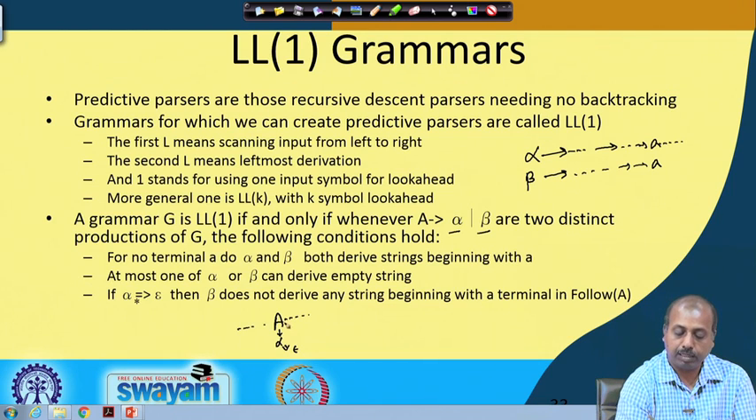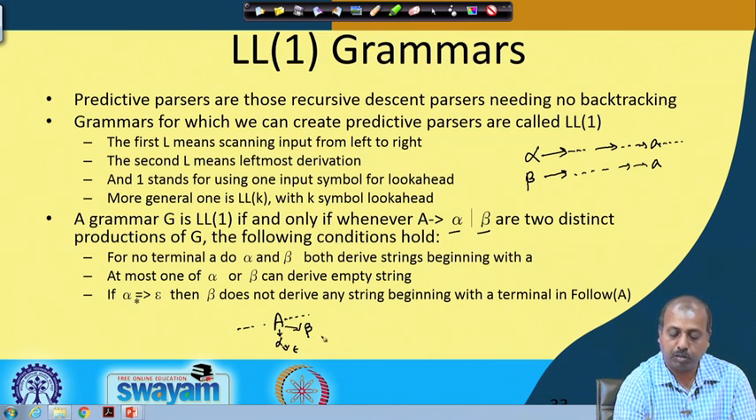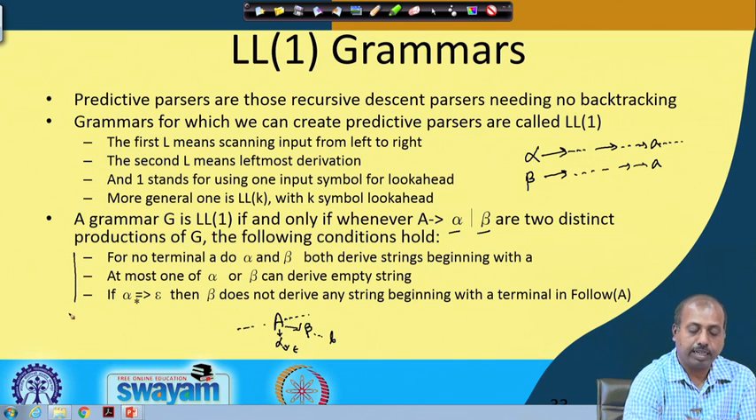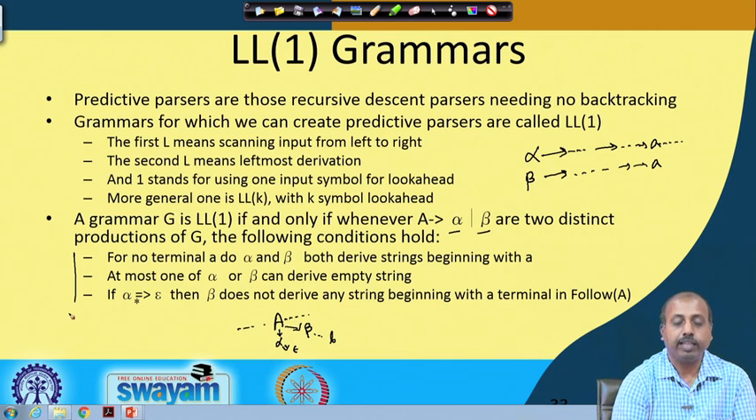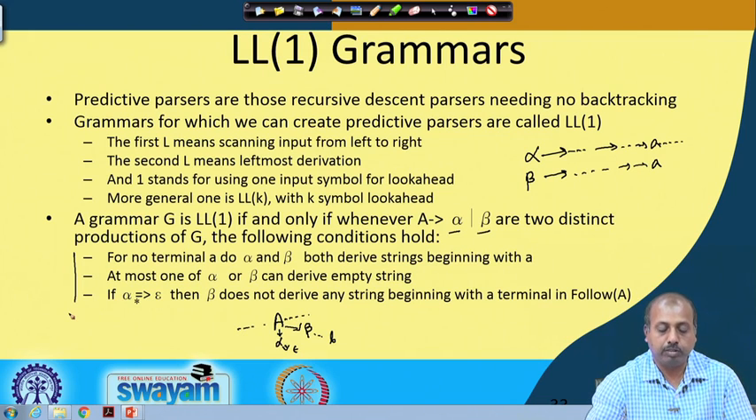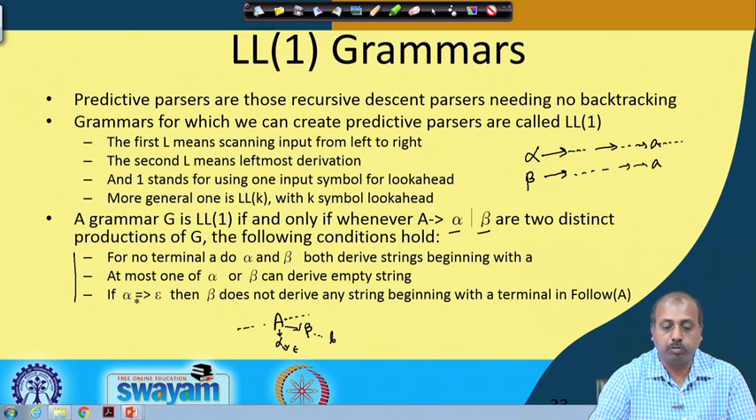So, if I could have gone with beta and it can give me a valid string where there is a symbol which is in follow of A, that can come. So, then there will be confusion again. So, these are the three conditions that are to be satisfied for a grammar to be LL1. The detailed proof can be obtained in some formal language theory book, but we are not looking into that. We will be following these rules to determine whether a grammar is LL1 or not.